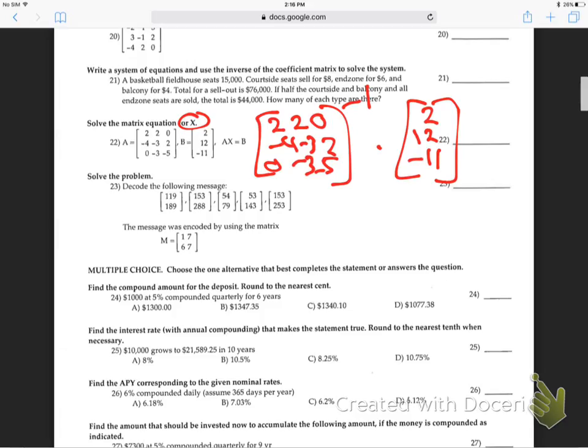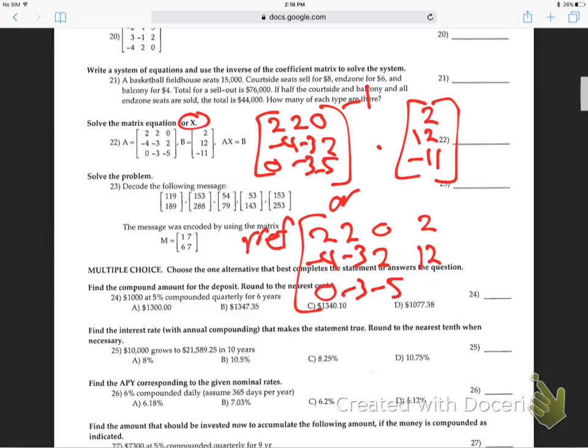That good? Or, you know what you could do? RREF for this thing. You could just stick it all in one. I hope I'm not confusing you. You could just stick it all in one big thing. I don't care how you do it, as long as you know they're both doing the same thing. You could just stick that 2, 12, -11 on the right side, and just do RREF. Do you see the difference?